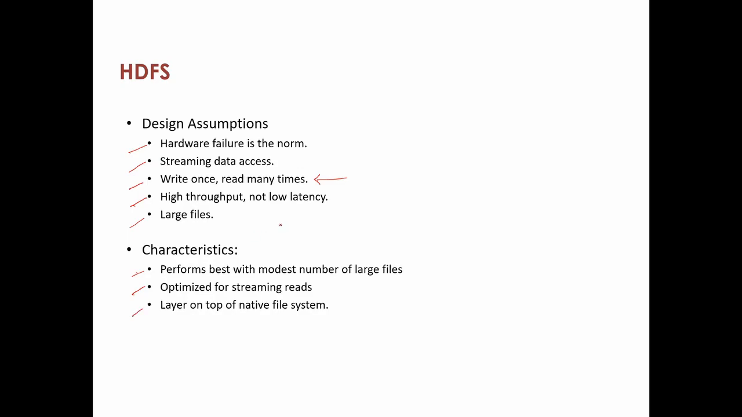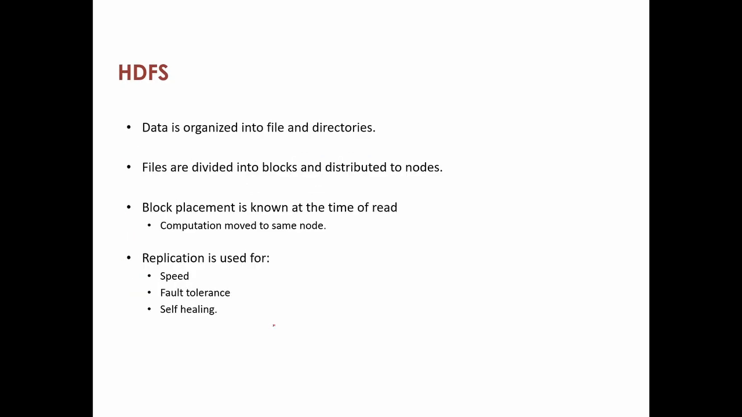And this is a layer on top of the native file system. So one still needs a native operating system and a file system, and you can think of the blocks of Hadoop as files on the native file system rather than on the raw hardware. Data is organized into files and directories, just like the Unix file system. Okay, files are divided into blocks and distributed to nodes.